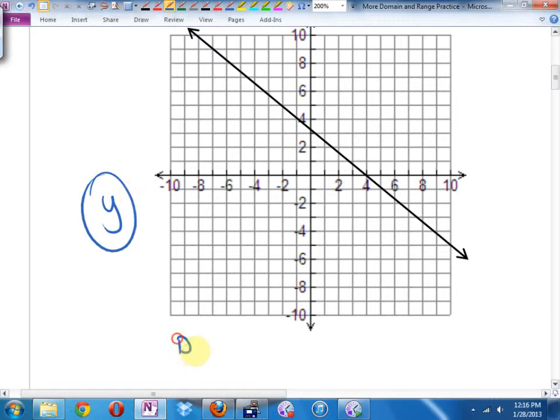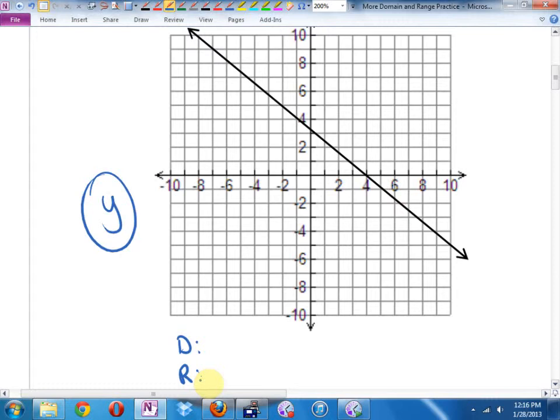Underneath, we'll do the domain and the range. Domain is how far left and right. How far left does this graph go? I heard someone say -8, and I heard someone say infinity. Which one's right, and what's the key?